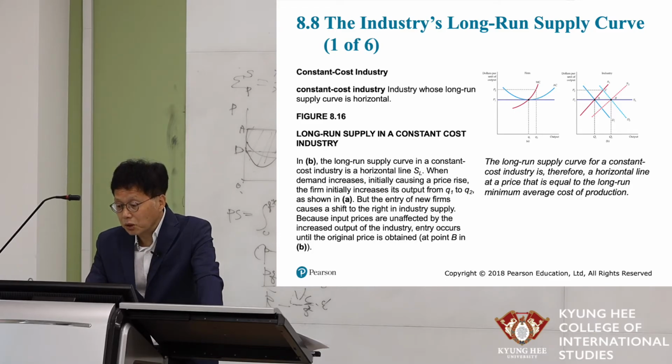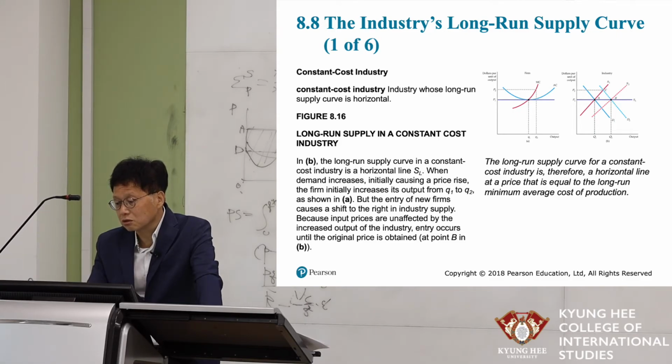At P2, now go to panel A. P2 is equal to marginal cost, so the firm wants to produce Q2. Price equals marginal cost, and price is higher than average cost. In other words, each individual firm enjoys positive profit. Then what happens? New firms enter the market to enjoy positive profit, isn't it? Then the market supply curve S1 shifts to the right.